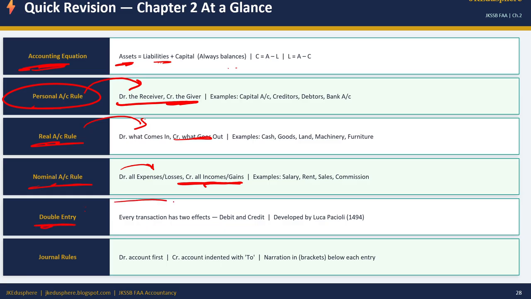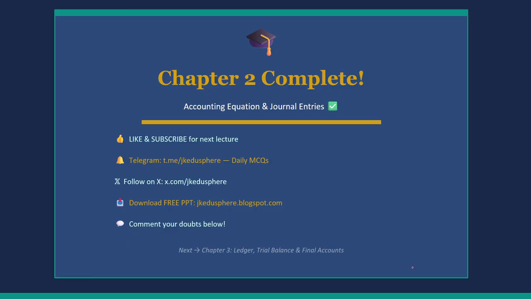The double entry system means every entry has to affect debit and credit. It was developed by Luca Pacioli in 1494. Journal rules: debit account first, then credit account, then we need to add narration also. So this was the wrap of the chapter. Next chapter we will see ledger, trial balance and final accounts.